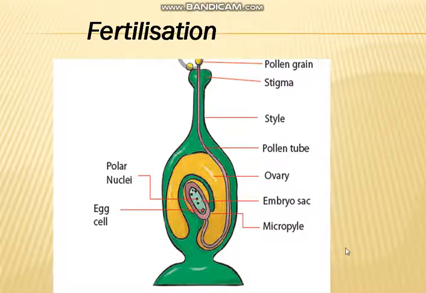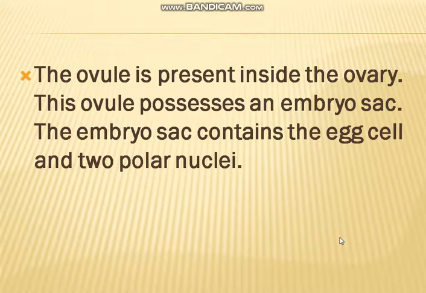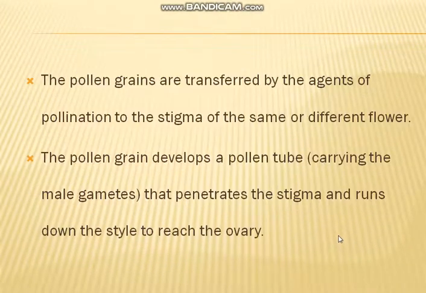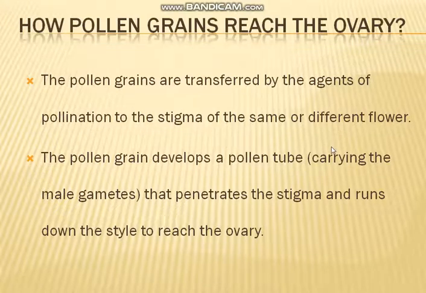Then fertilization is the process of fusion of male and female gamete. That is called fertilization. Then what are the steps in fertilization? The first one, how pollen grains reach the ovary.